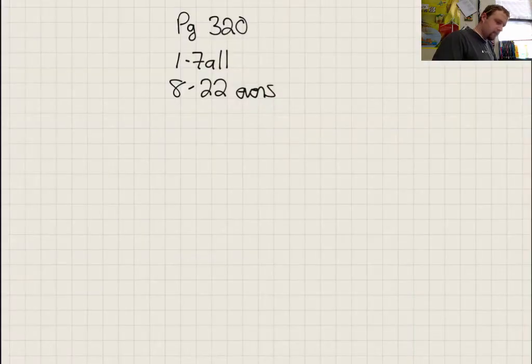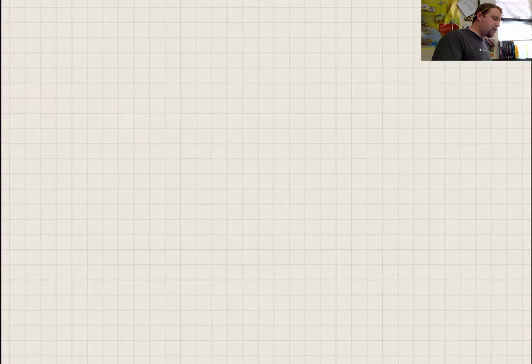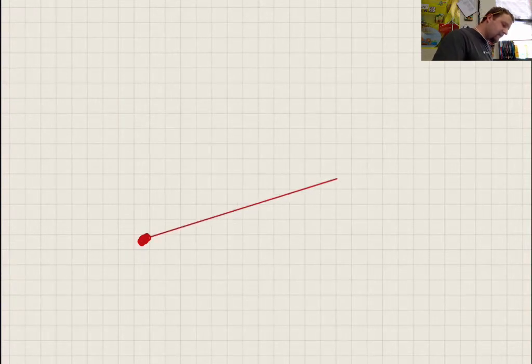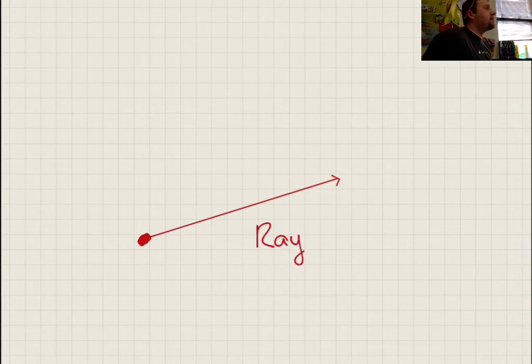Okay, let's go ahead and bring this up. Let me just draw this brand new. If I have something that looks like this, that has a point on one end and an arrow on the other, does anyone know what we call that? Yes, Savannah, nice job. This is called a ray. Okay, it's called a ray.